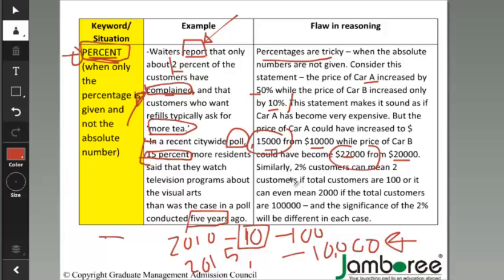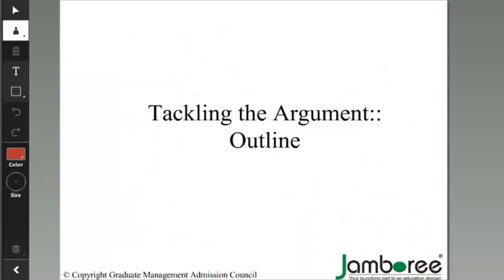absolute numbers. Similarly, 2% customers can mean 2 customers if the total is 100, or it can even mean 2,000 if the total customers is 100,000, and the significance of the 2% will be different in each case. So whenever the word percent occurs, just read that particular sentence carefully. Okay, any questions till now?